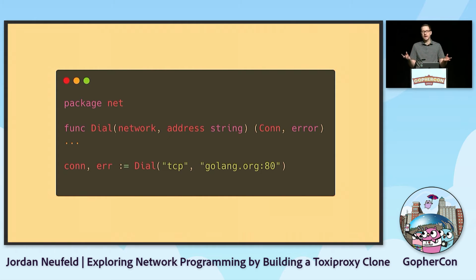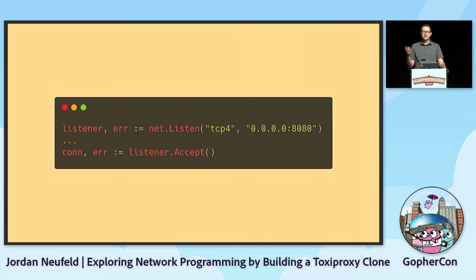So how do we get a connection object? There is a handy function here in package net called Dial. So we use it like this. We call Dial with a protocol, so TCP in this case, and we give it an address and port to connect to. In this case, it's golang.org, port 80. Once we have this connection object, we can now read or write data to it.